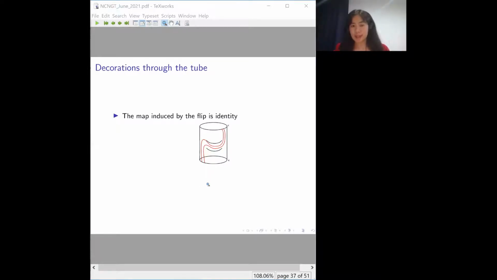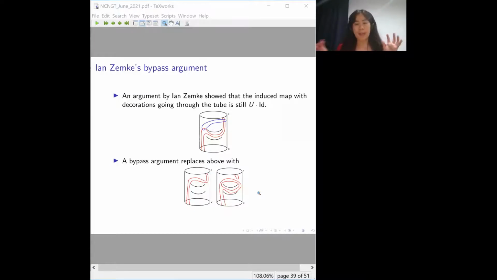So now we'd like to do neck cutting, but there is one slight problem, which is that our arcs are still going through this tube. Originally when we wrote the first version of this paper, we had to add an extra tube to get rid of this problem of the arcs going through the tube. But Ian Zemke reached out to us and showed us that that was not actually necessary. So he gave us this bypass argument.